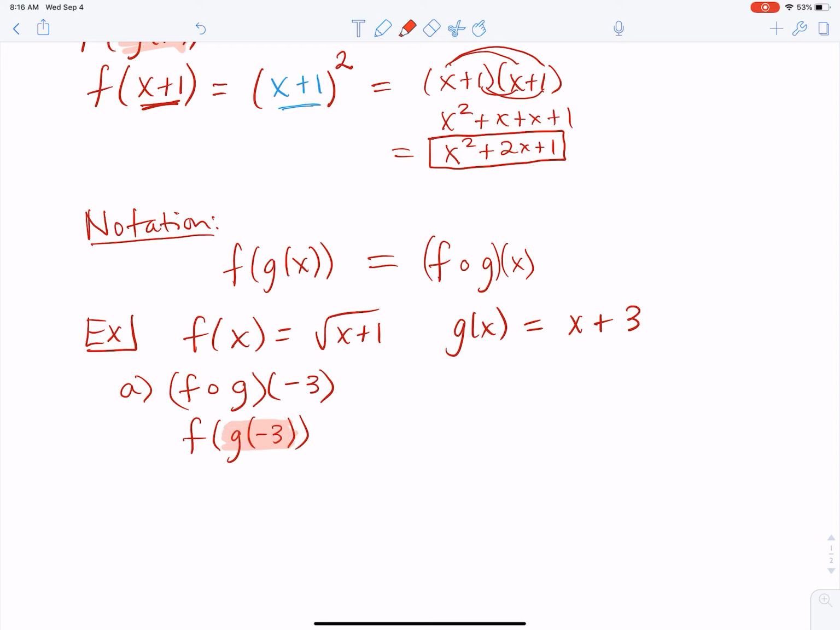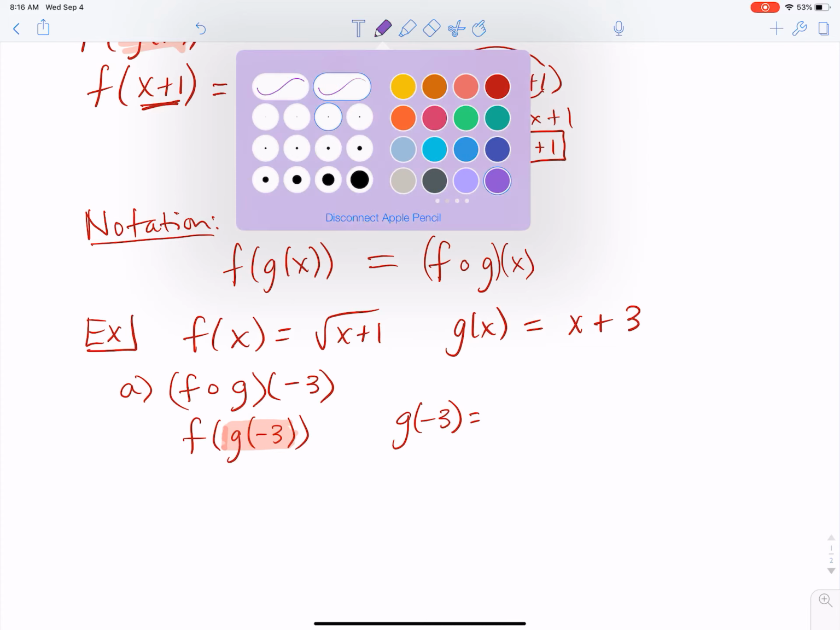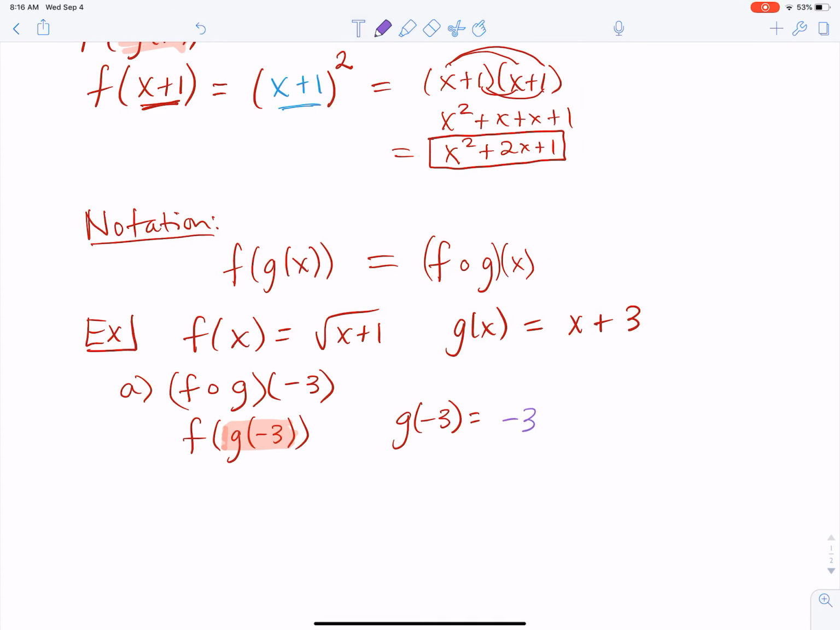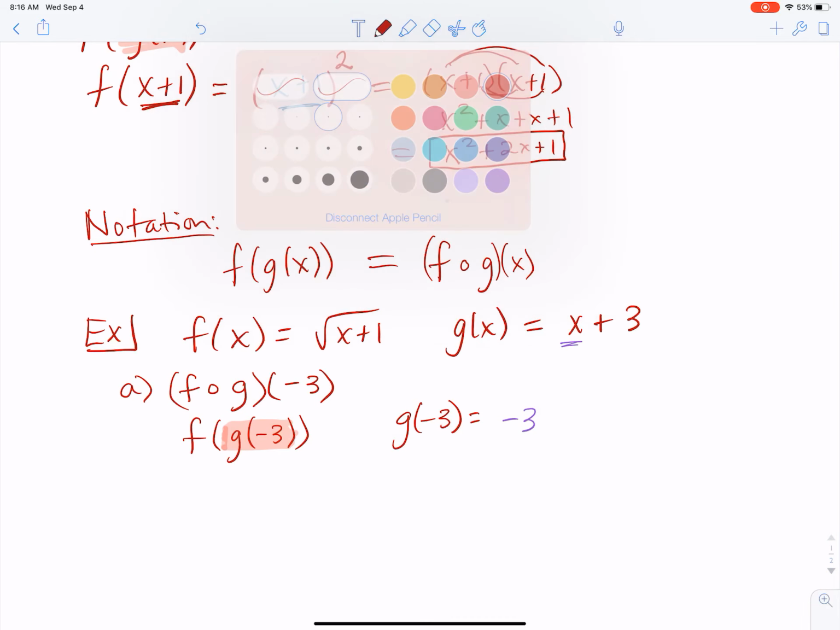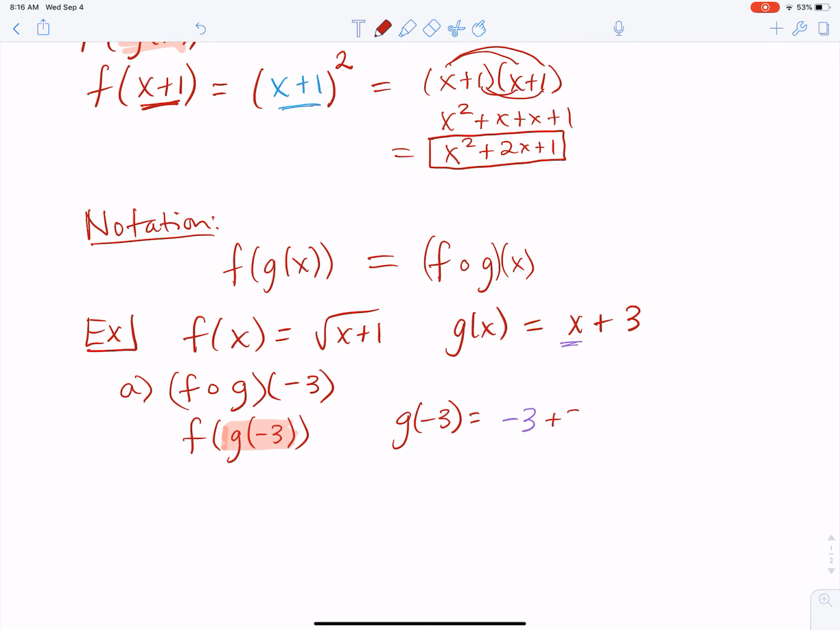So do g of -3 first. Off to the side, think: what is g of -3? -3 becomes your input. So you input -3 into the g function. -3 plus 3 is going to give you an output of 0.